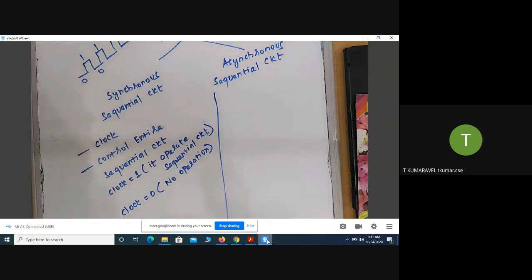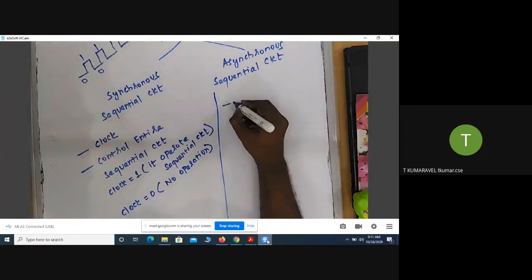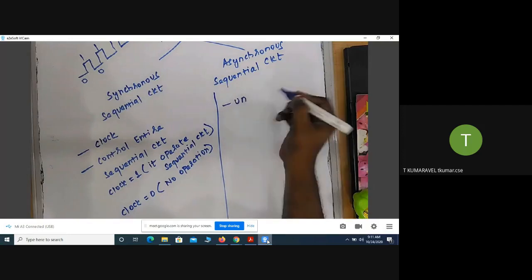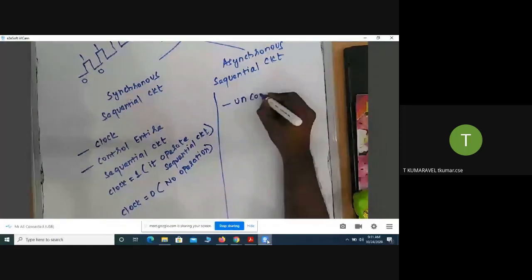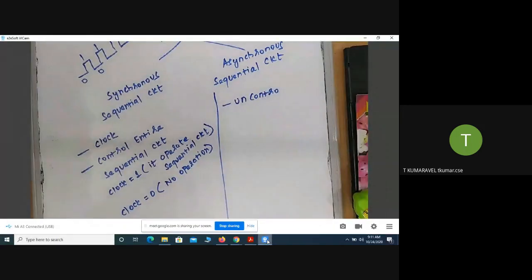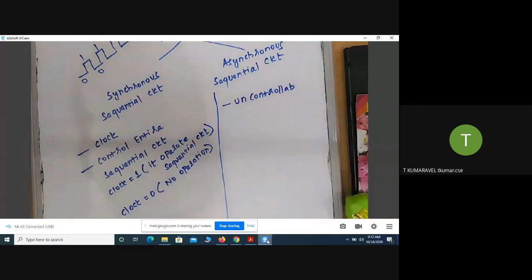If we go for asynchronous, there is no clock signal. So the asynchronous sequential circuit we call uncontrollable. We don't know how it's going to behave at a particular time. In the synchronous sequential circuit, whenever the clock signal is 1, it is going to operate and produce output. Whenever the clock value equals 0, it does not perform any operation. In asynchronous, there is no concept of control, so it behaves in an uncontrollable form.